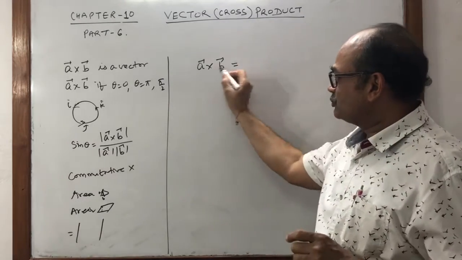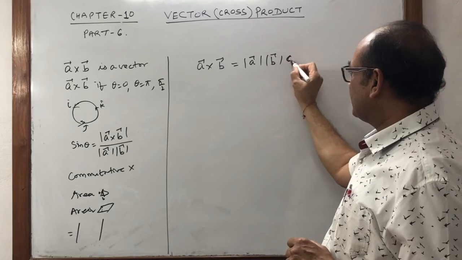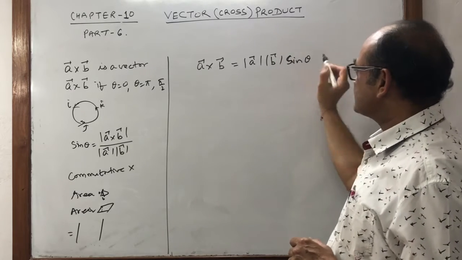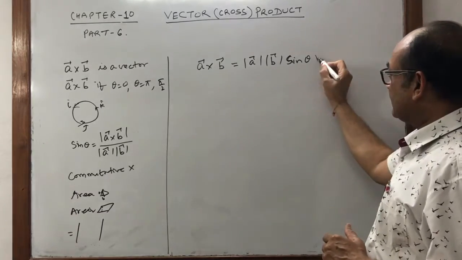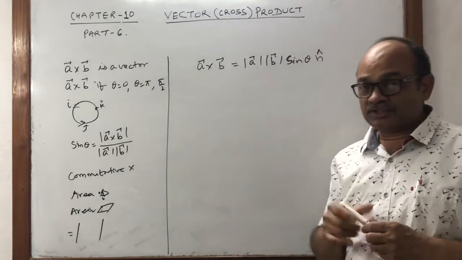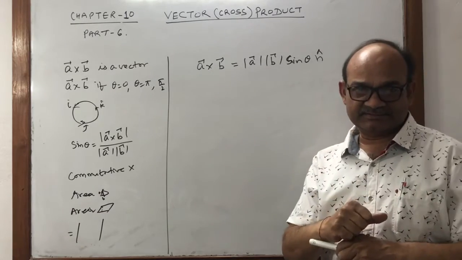Definition: for non-zero vectors, magnitude of A, magnitude of B, and instead of cos, here it is sine theta. And since it is a vector quantity, the resultant is n cap, the unit vector perpendicular to the plane containing the vectors. Meaning क्या होता है इसका?